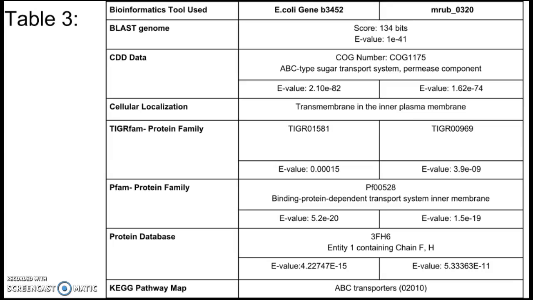To continue, the PFAM database showed the same protein family between the two genes with similar E values. The protein databases showed different proteins of similarities, but for both of these systems, the genes were found within the ABC transporter KEGG map. Nearly all forms of data helped conclude that B3452 and mRub0320 are orthologous. Regardless of the TIGRFAM and PFAM results, this connection is strong.